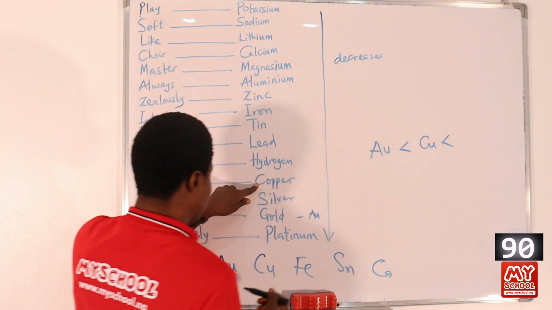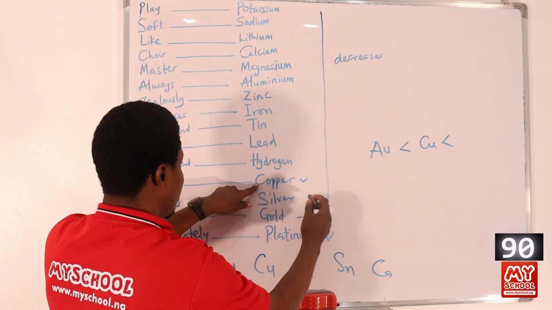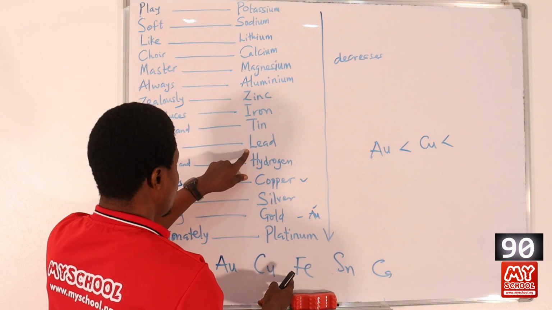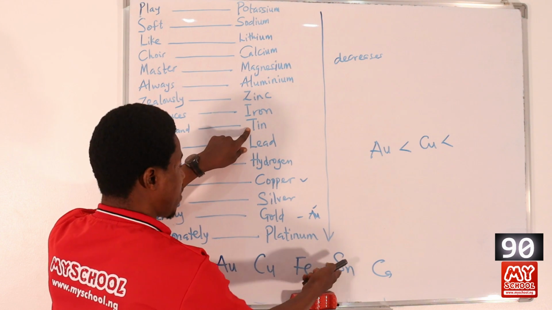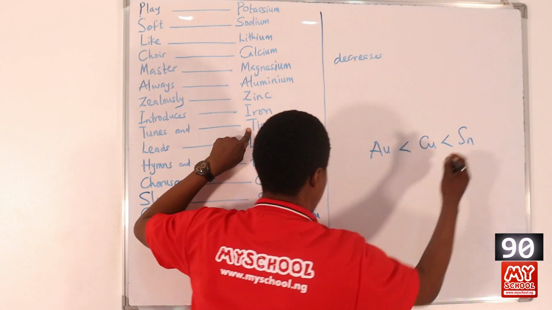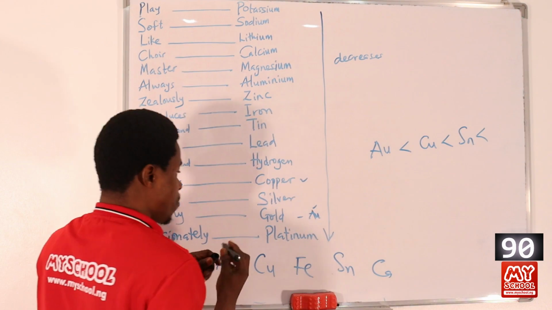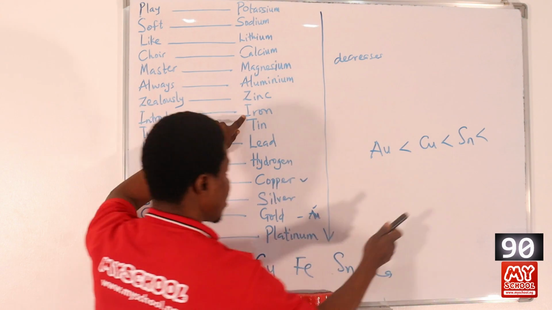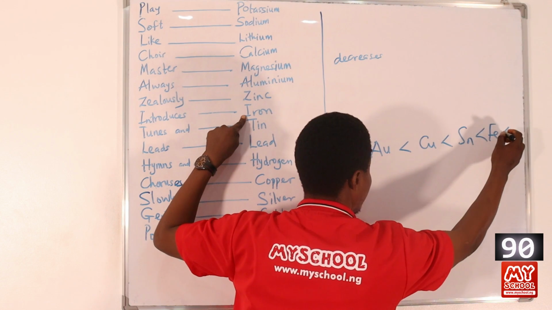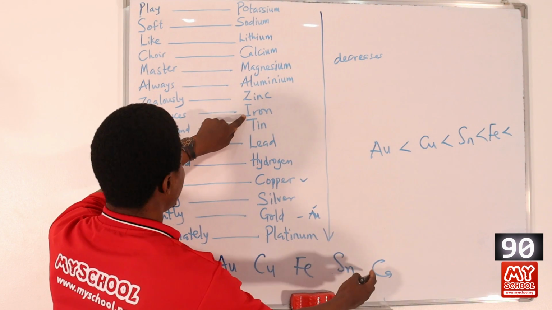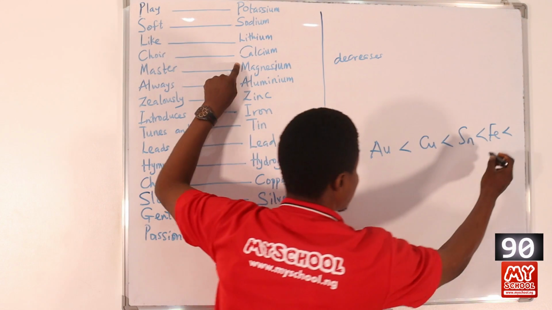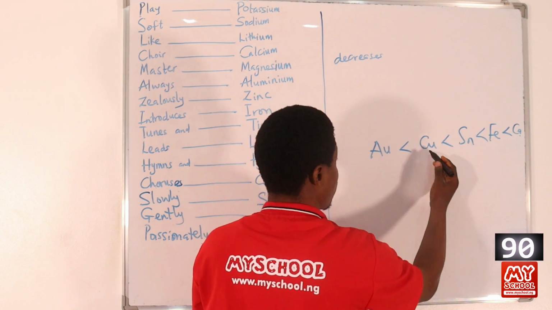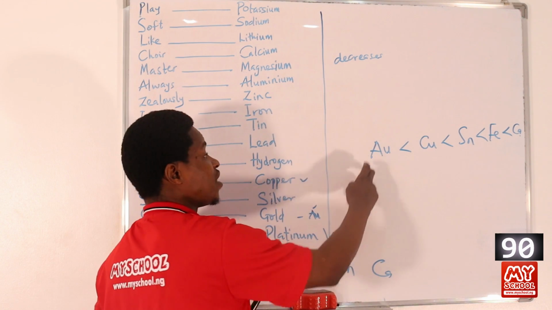Then less than, do we have hydrogen? No. Do we have lead, Pb? No. Do we have tin, Sn? Yes, we have Sn. So less than Sn. Then less than, do we have iron? Yes, we have iron, that is Fe. Less than Fe. And then the last one, less than Ca, calcium. In other words, calcium is the most reactive, followed by iron, followed by tin, followed by copper, and then followed by gold. Gold is the least among them.